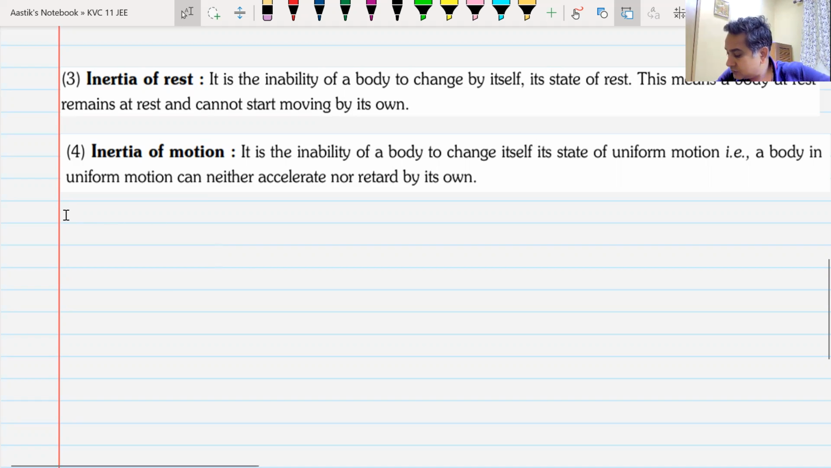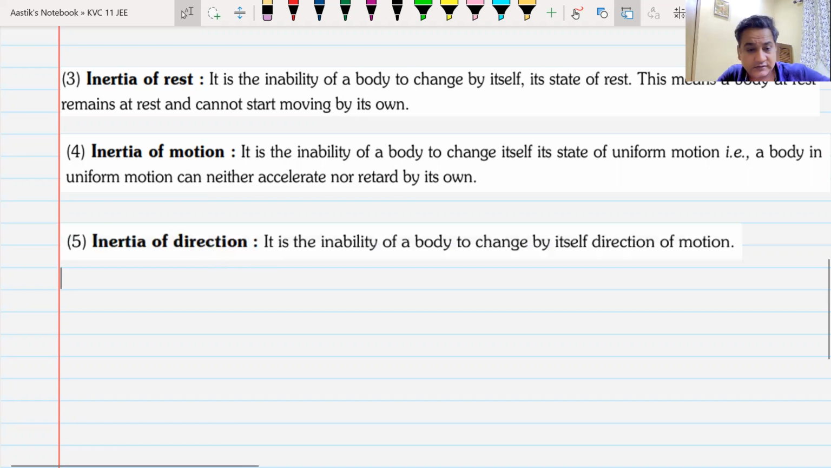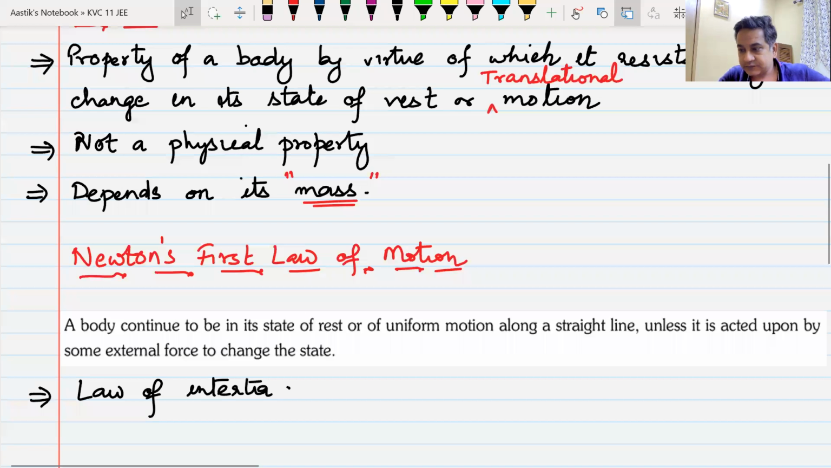Sir, show the Newton first law. You have not written Newton's first law. No, sir. What were you doing till now? Write it. You don't know Newton's first law, beta. 9th standard, you must have read Newton's first law. Anyways, write it. Do it fast.